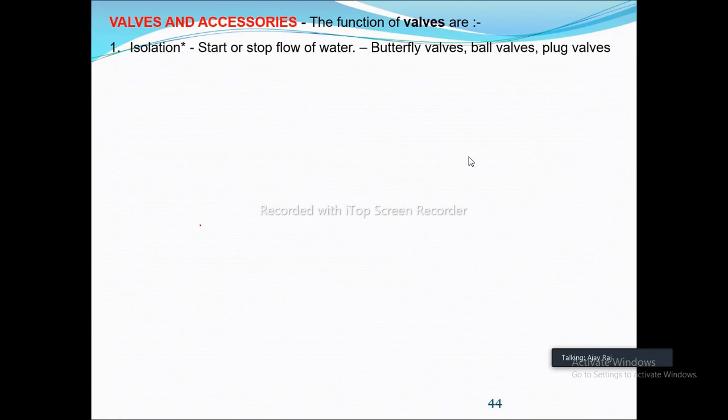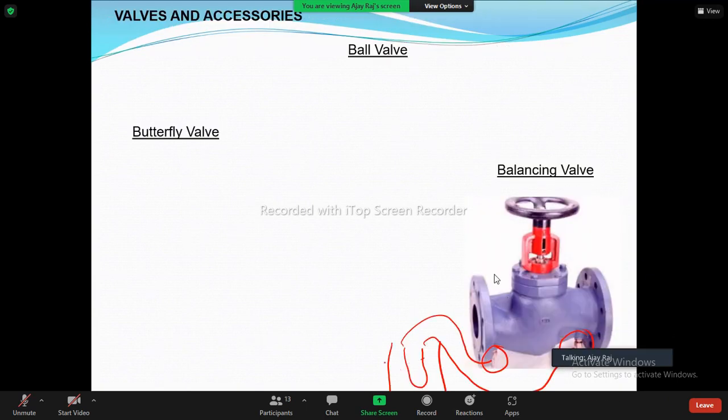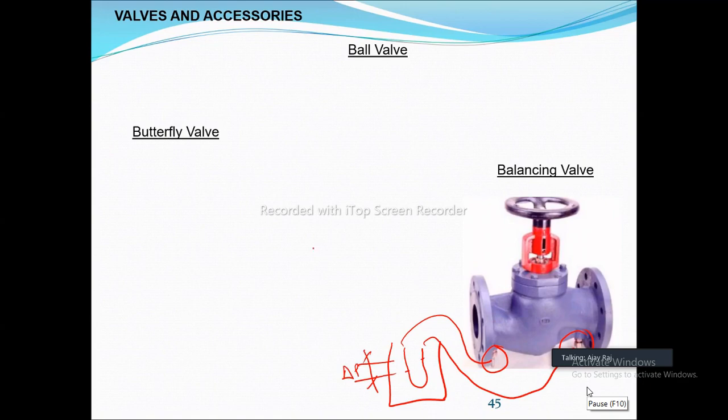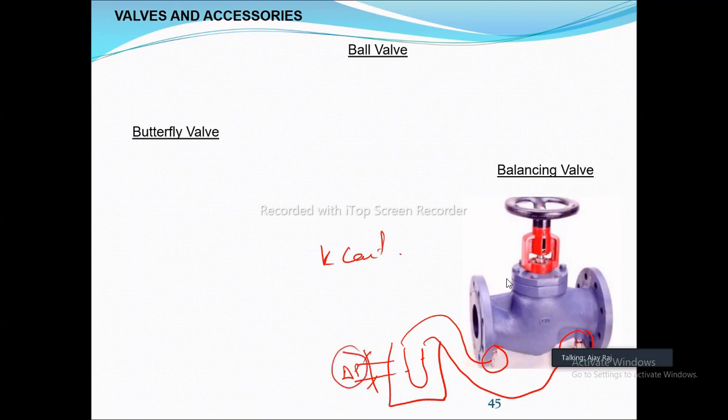So first one is isolation, start or stop. We use butterfly valves, ball valves, plug valves. We'll give you the delta T, delta P. And every valve will have one Kv chart. We'll see those charts in the coming slides. And based on this and the number of turns, which will be mentioned over here, you can find out how much water is flowing through this valve.